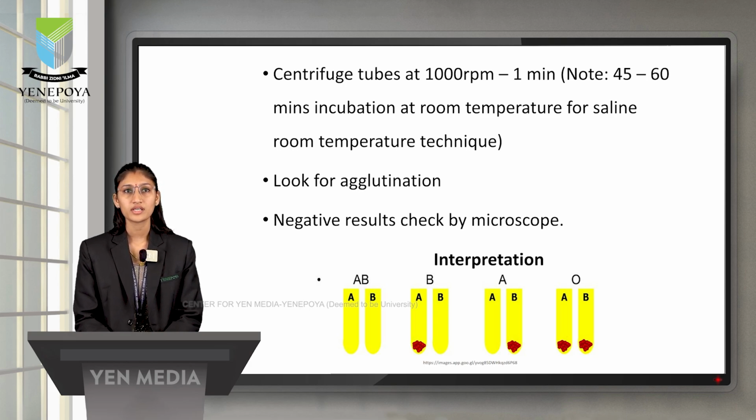For room temperature techniques, you have to keep it for a longer incubation, a minimum of 45 to 60 minutes. After that, you centrifuge it, look for the agglutination, and report depending upon it. In reverse grouping, if there is no agglutination in the A and B tubes, it is AB. If there is agglutination in the A tube, then it is B group. If there is agglutination in the B tube, then it is A group. If there is agglutination in both A and B tubes, it is O group.